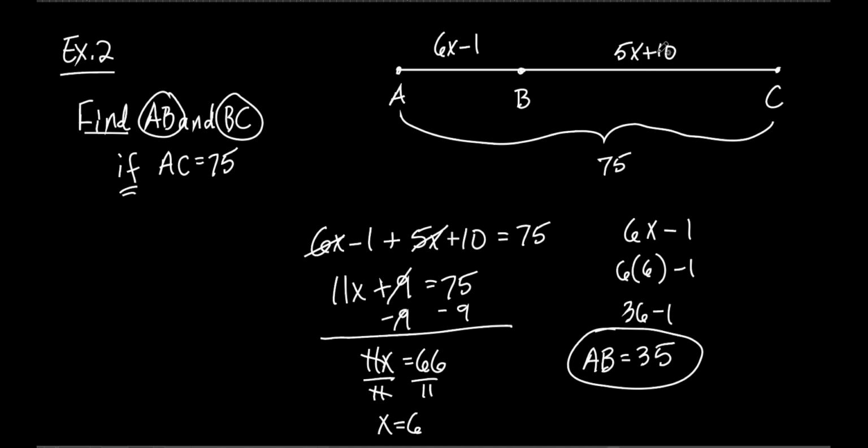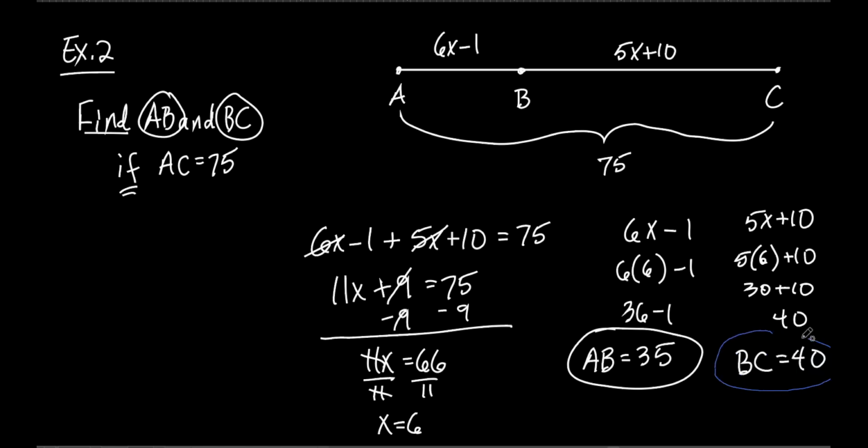Now watch this. There's another way you could do it that's actually a little easier instead of plugging the x back in. Now you could. Let's do it. Let's plug the x into this. So what is it? 5x plus 10. So it's 5 times 6 plus 10. And that's 30 plus 10. And that's what? 40. So that means BC equals 40.